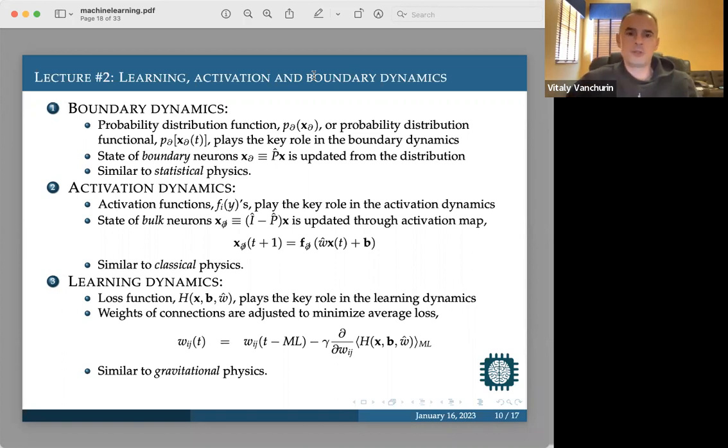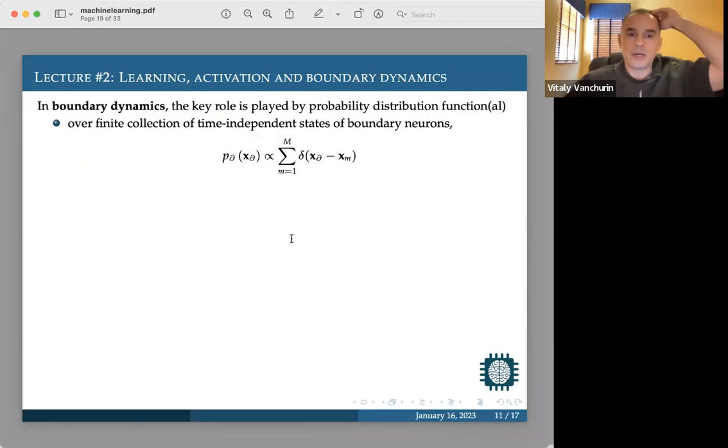And of course, the rule is if you have a question, just speak up. You don't have to raise your hand. Okay, so let's start with the boundary dynamics. This is what you usually have.